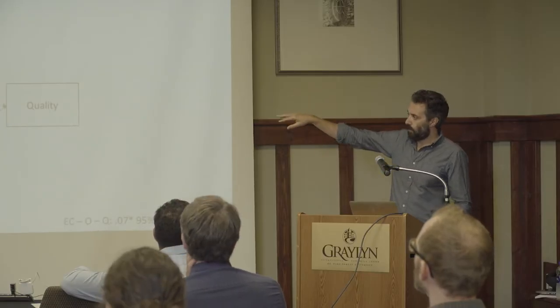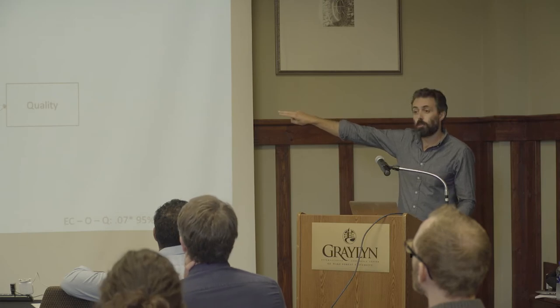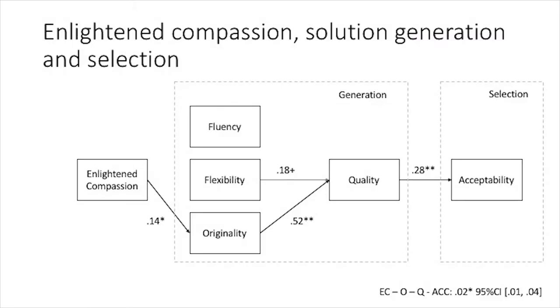And fluency and flexibility have quite little to do with solution quality. If you expand this to include ratings in the selection stage, so this is the acceptability as rated by stakeholders, what you find is that the same model holds through and you get average quality of the listed solutions translating into better accepted selected solutions.